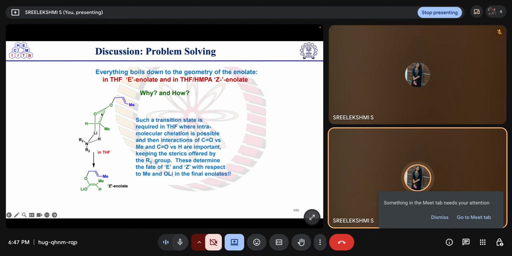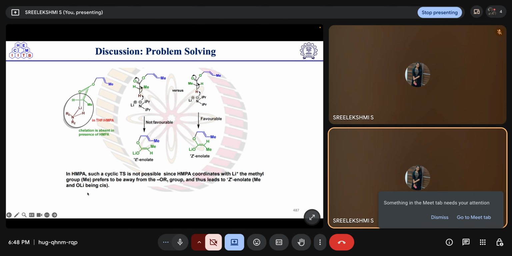this type of chelation is possible between this C double bond O as well as this methyl group, and the C double bond O as well as this hydrogen, when we are using THF. So in the case of THF, mostly this E-enolate will be favored, which will have this kind of geometry.